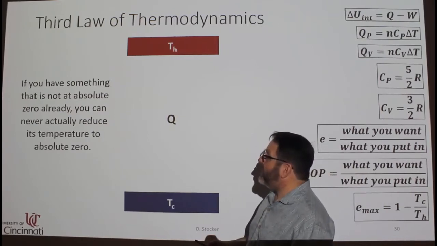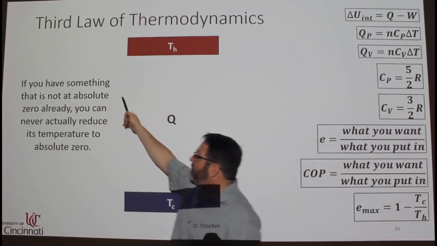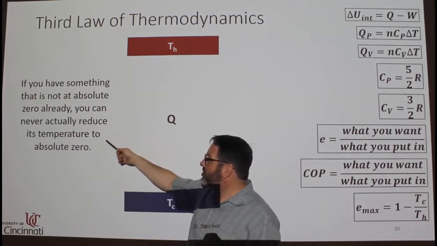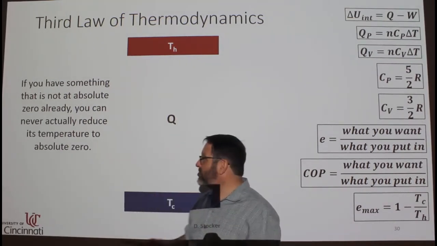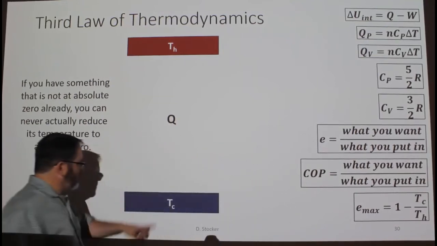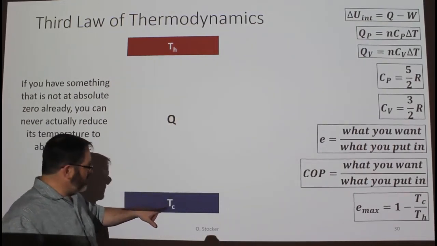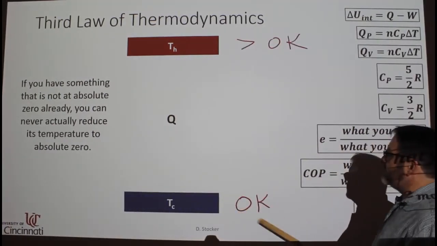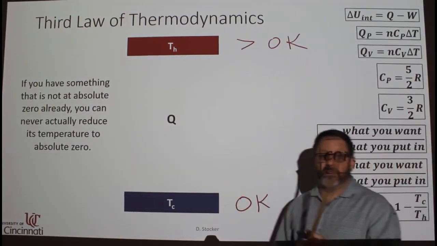Third law of thermodynamics, that says if you have something that's not at absolute zero already, you can never actually reduce its temperature to absolute zero. So, for example, let's say that this is at absolute zero. So this is at 0 Kelvin. This is greater than 0 Kelvin.